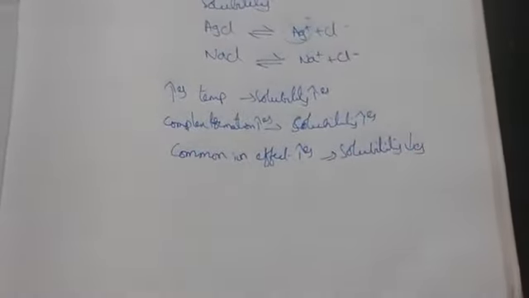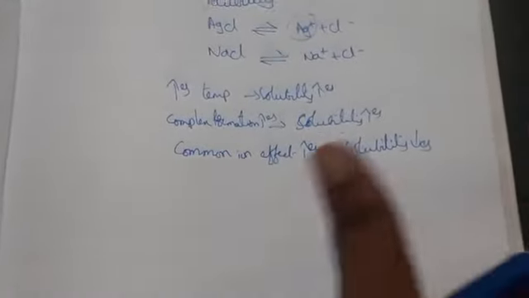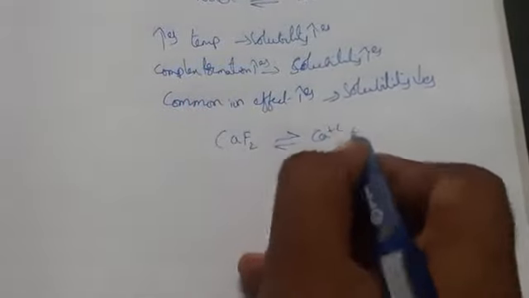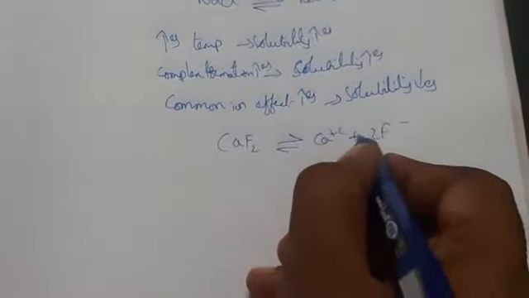Because, what is the definition of common ion effect? The degree of dissociation of a weak electrolyte decreases on the addition of a strong electrolyte. By adding a strong electrolyte, automatically the common ion effect is an application of Le Chatelier's principle. So when you take CaF2, it forms Ca 2 plus and 2F minus.